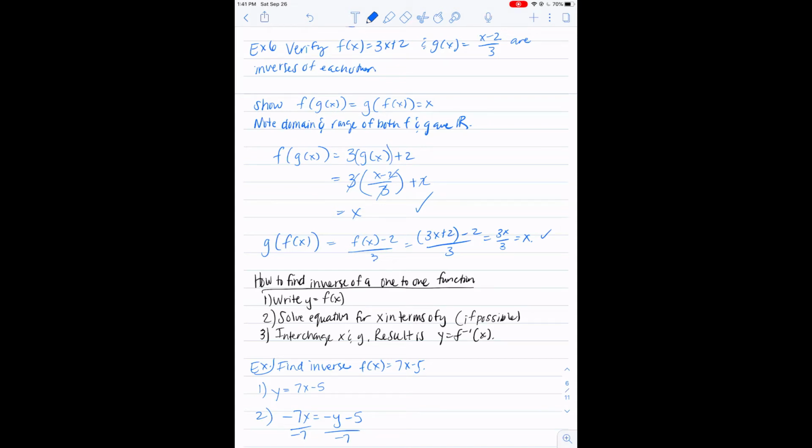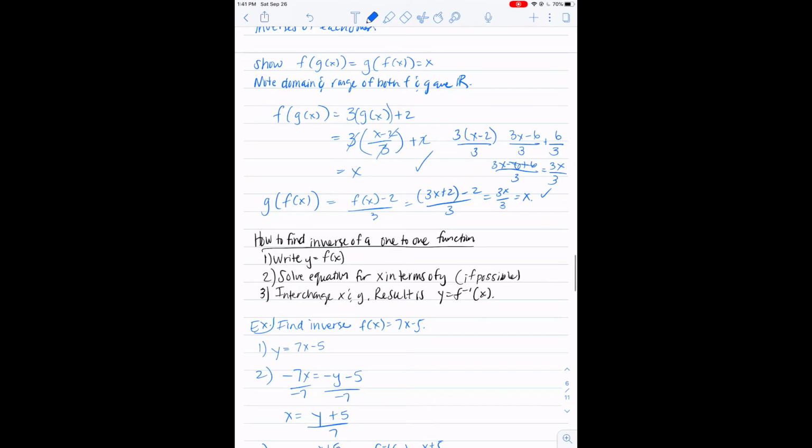We cancel terms, so if we distribute our 3 to the top, we would get 3x minus 6 over 3 plus 2. Then we want a common denominator, so we would get 6 over 3. So we would have 3x minus 6 plus 6 over 3. These 6's cancel. We're left with 3x over 3, which gets us to x.